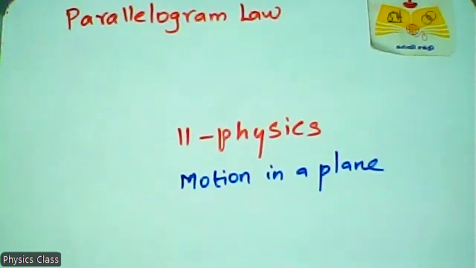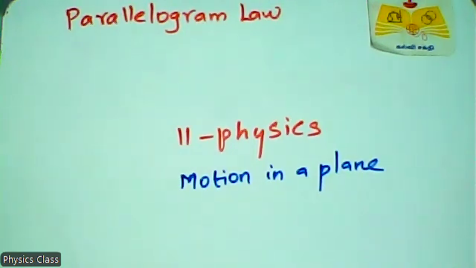Today we are going to discuss one topic from 11th physics chapter Motion in a Plane. Topic name: parallelogram law. This is one important 4 mark question. In your question paper, it will be: state the parallelogram law of vectors, derive an expression for the magnitude and direction of the resultant vector. This is the question.